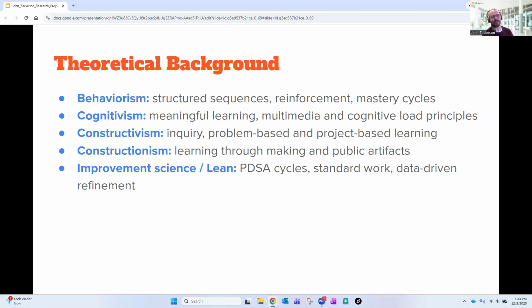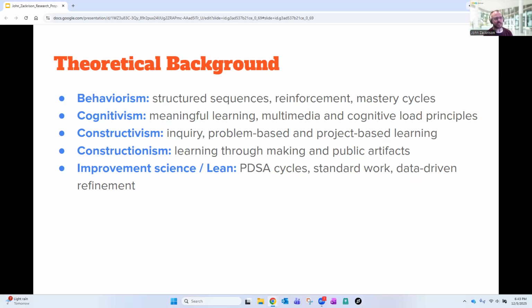Cognitivism shifts the focus to internal information processing. So, how do learners encode, store, and retrieve information? Constructivism emphasizes that learners actively construct knowledge through engagement with meaningful problems, collaboration, and reflection. Also important there are problem-based and project-based learning, which are very important for those processes.